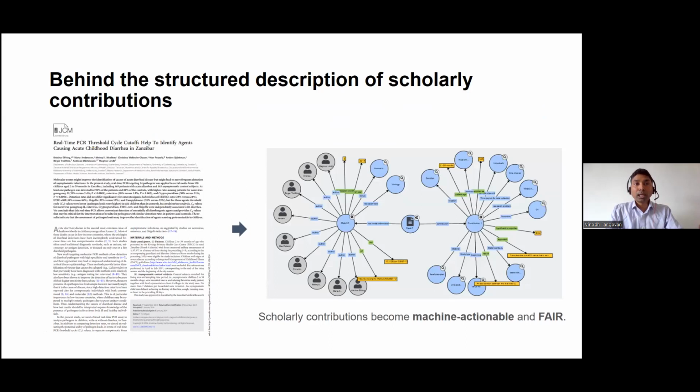You can look into that structured description, or the graphical view behind this structured description, which is basically that this article has authors and other metadata, and then this article also has these now machine actionable structured features that are extracted from this dense text of articles. So this can make scholarly contributions or any research article both machine actionable and FAIR, which stands for findability, accessibility, interoperability, and reusability.